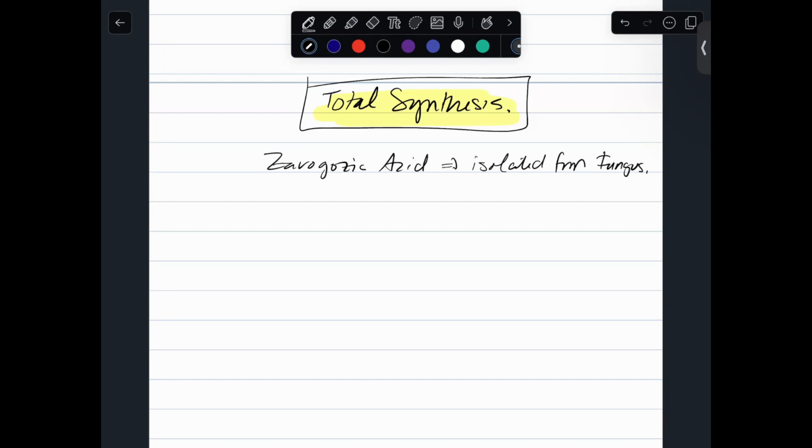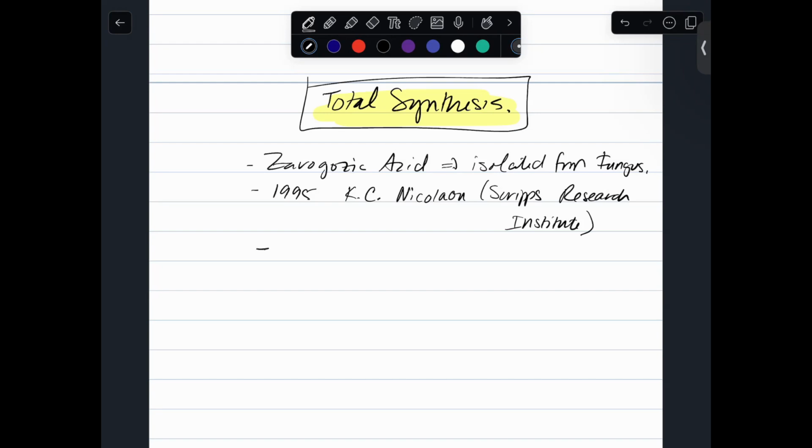Okay. In 1995, Casey Nicolau from Scripps Research Institute in San Diego, California, completed the synthesis, or his research group completed the synthesis.